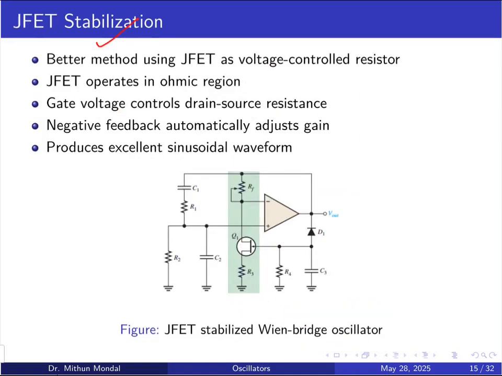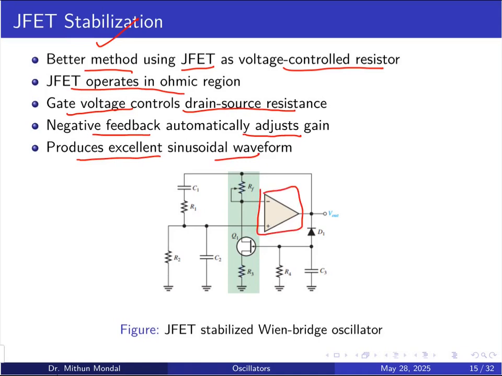JFET stabilization circuit is a better method using the JFET as a voltage controlled resistor. The JFET is operating in the ohmic region. Gate voltage controls the drain source resistance, and negative feedback will automatically adjust the gain, and it produces an excellent sinusoidal waveform. So this is your op-amp, and we are having the junction field effect transistor here as a voltage controlled resistor. So it will be operating in the ohmic region, and this will produce a sinusoidal waveform which is excellent in the form of stabilization.